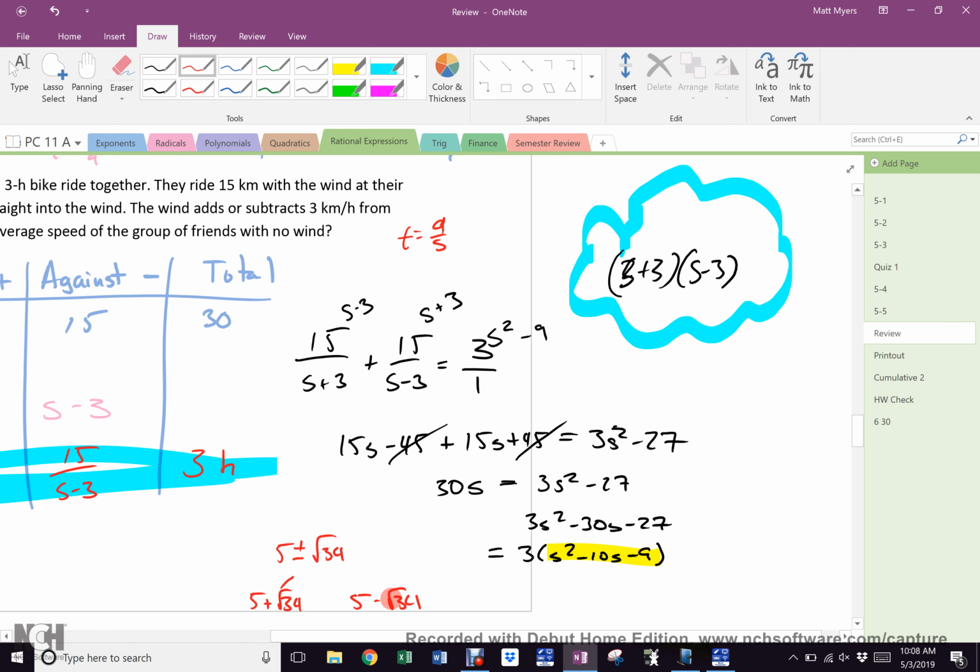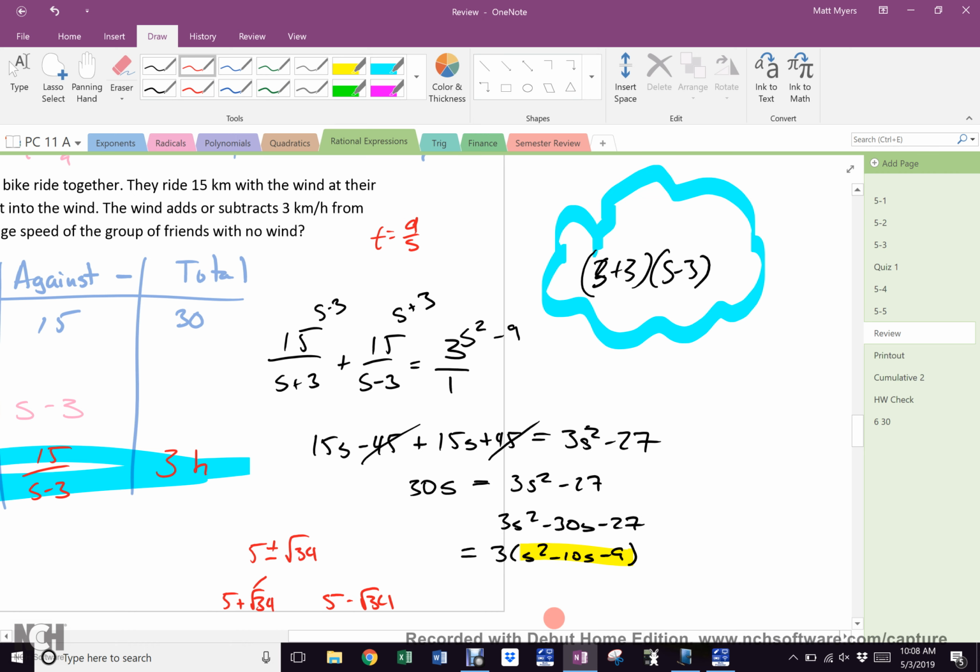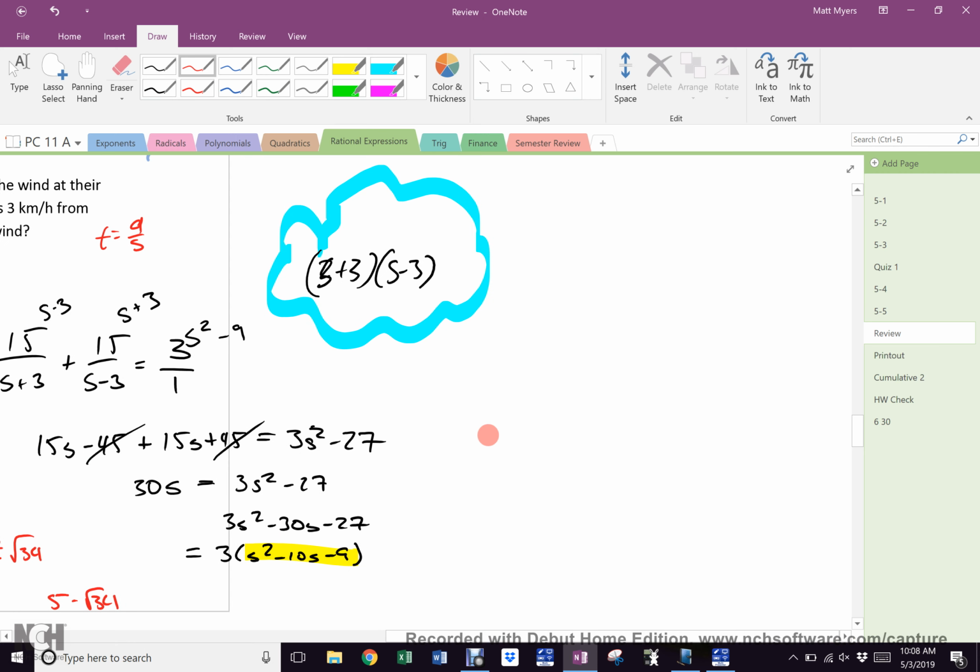What's the root of 34? It's bigger than 5, yes? So is this going to be possible? When you run this through the quadratic formula. Okay, it's cool, man. It's cool. I got you.